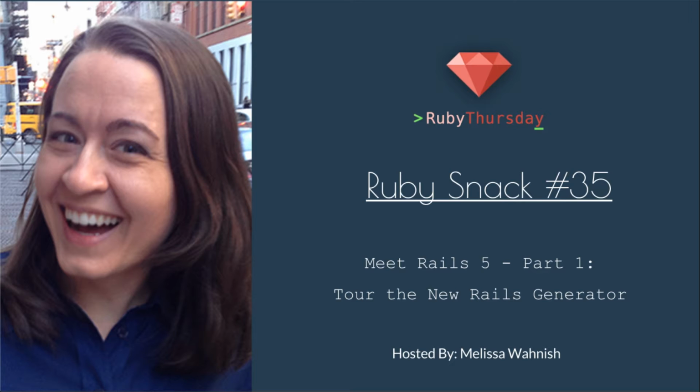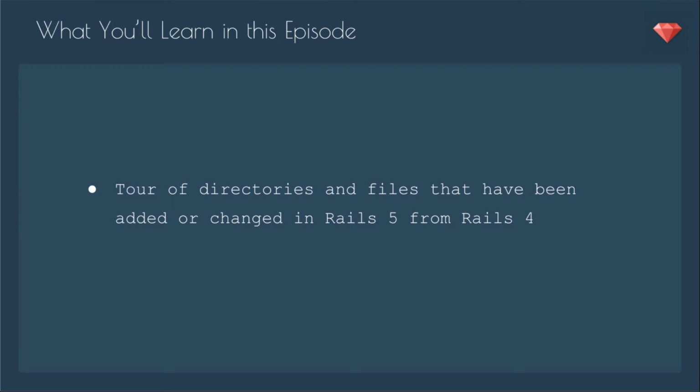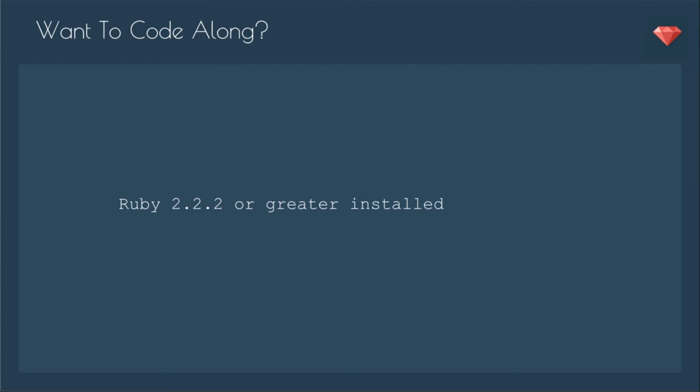This is RubySnack number 35. This starts a new series, Meet Rails 5. This is part 1, Tour the New Rails Generator. In this episode, we'll take a tour of the directories and files that have been added or changed in Rails 5 from Rails 4. If you'd like to code along, all you need to have is Ruby 2.2 or greater installed. That's the earliest Ruby that Rails 5 will support.